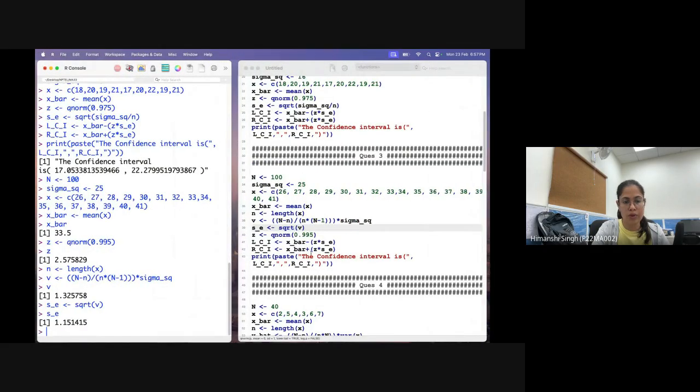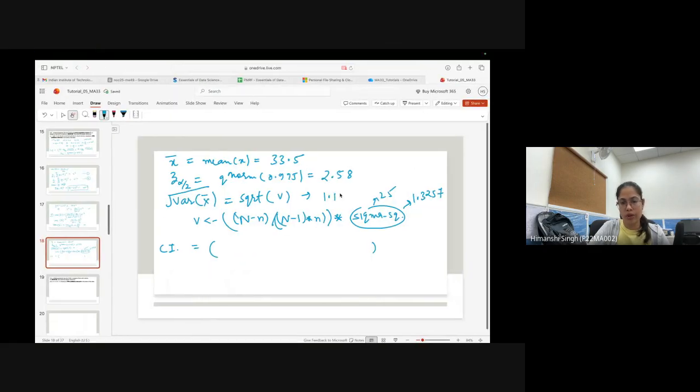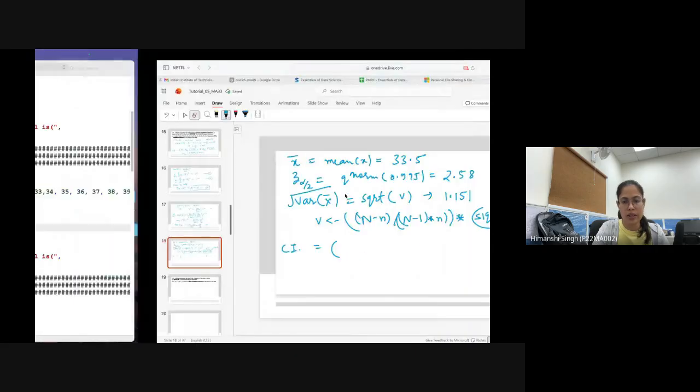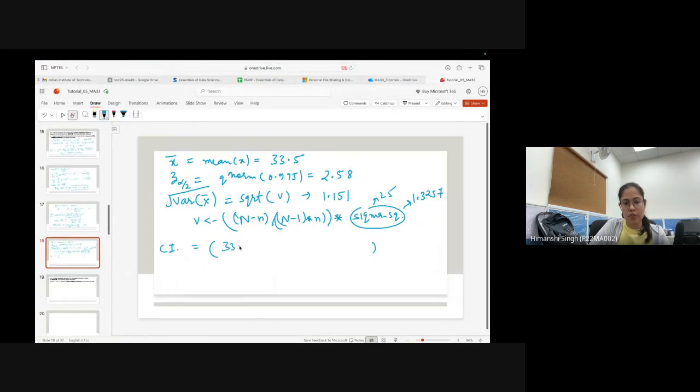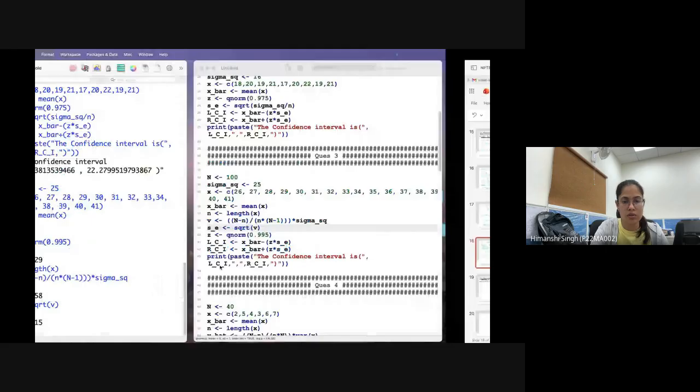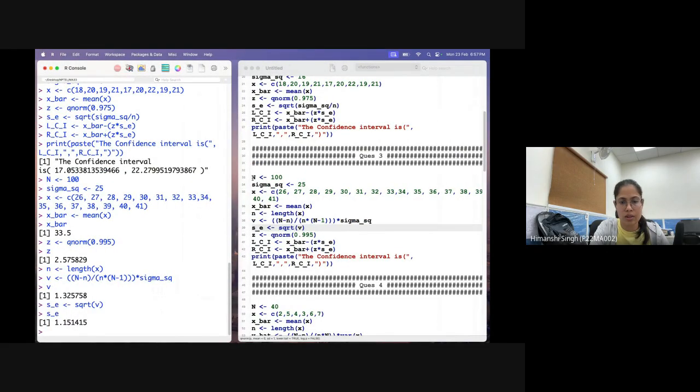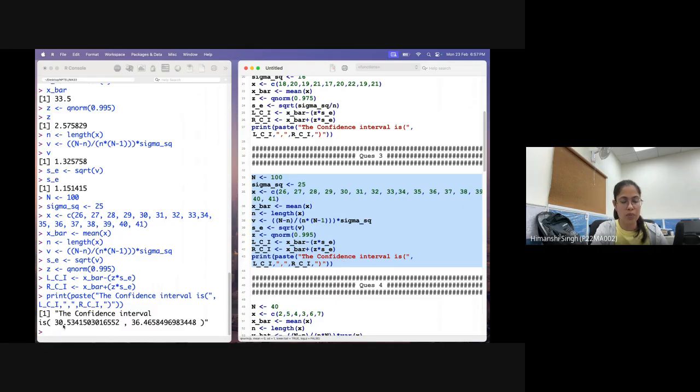So this is coming out to be 1.151. Now using all these things, here this will be 33.5 minus 2.58 multiplied by 1.151, comma, 33.5 plus 2.58 multiplied by 1.151. Okay, so this will be the confidence interval. I can see this using this command in R. If I run it, I get this confidence interval, that is 30.5341, comma 36.4658.